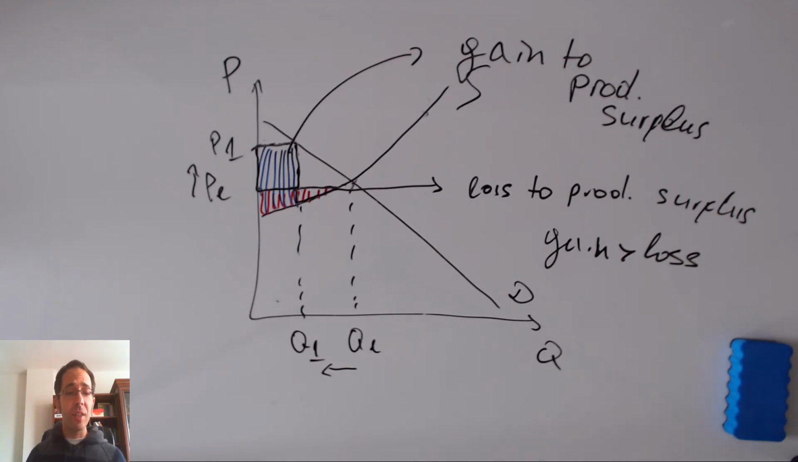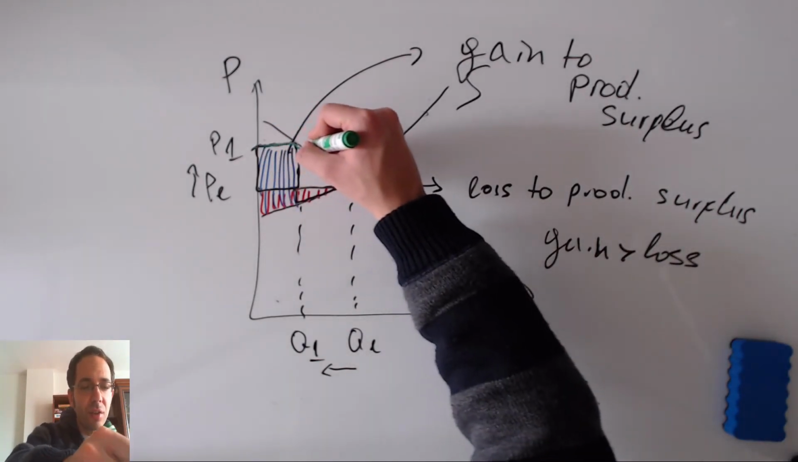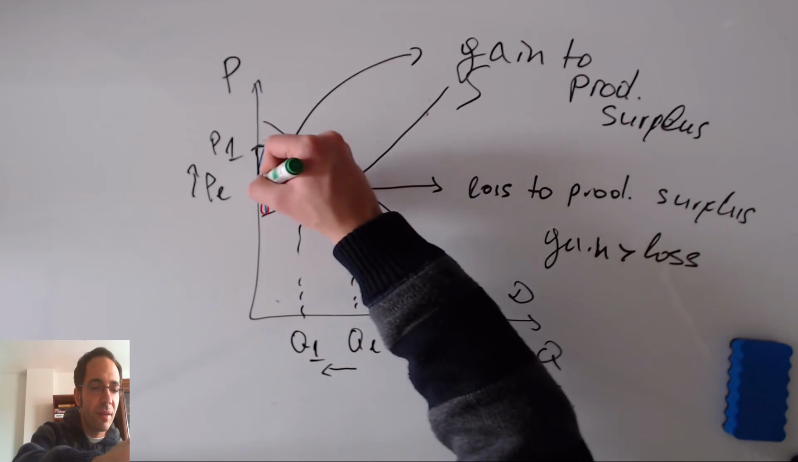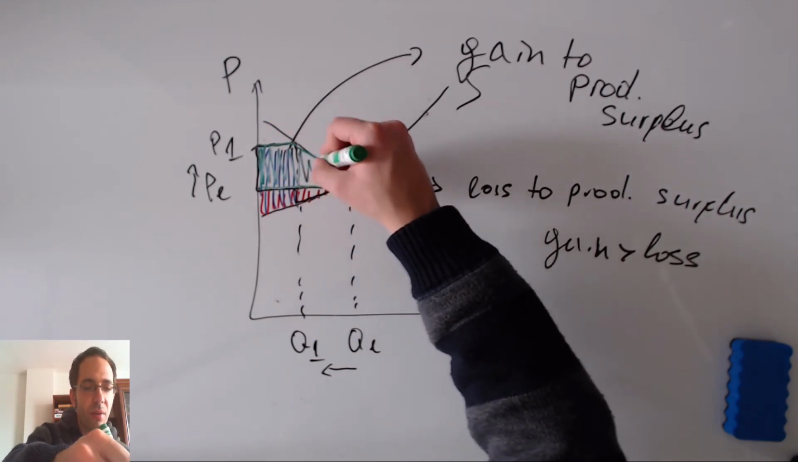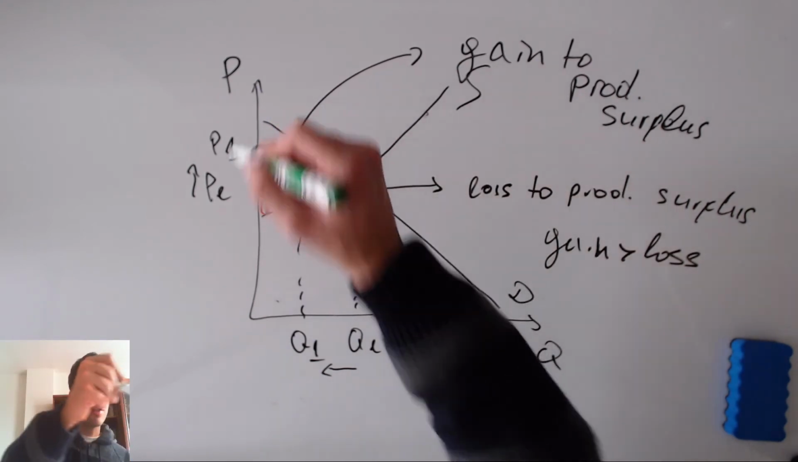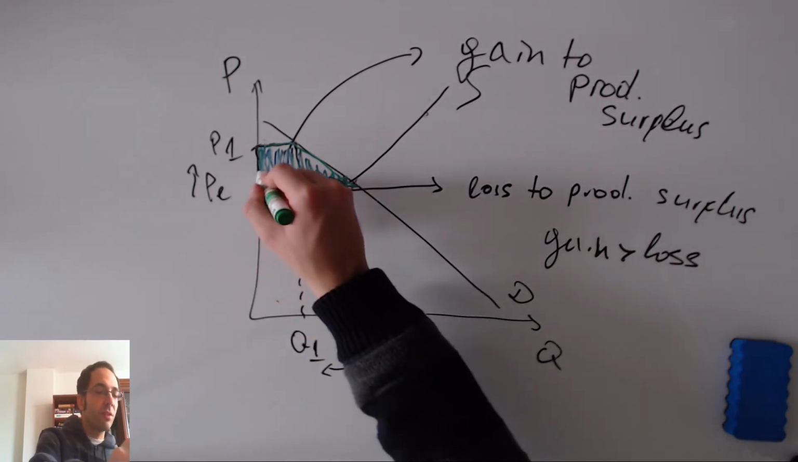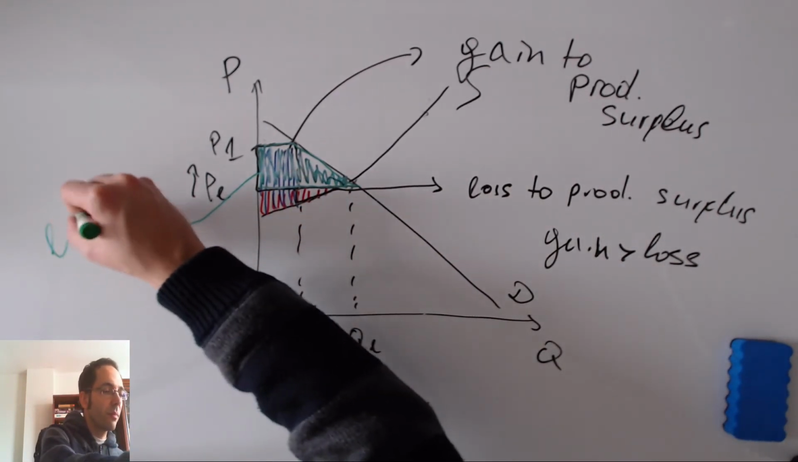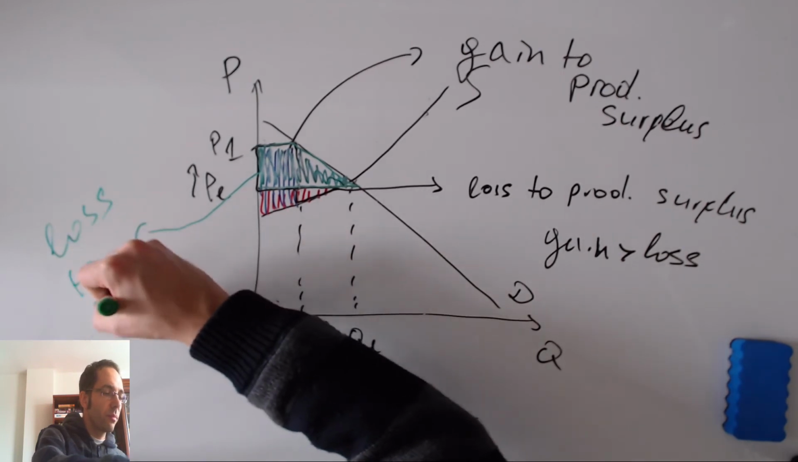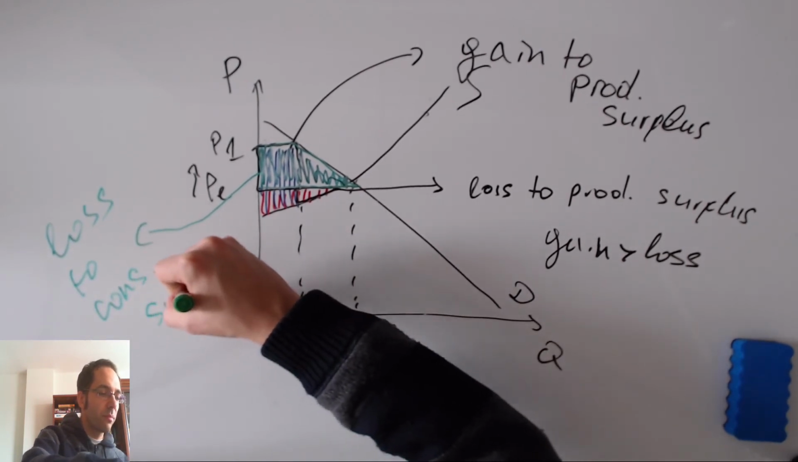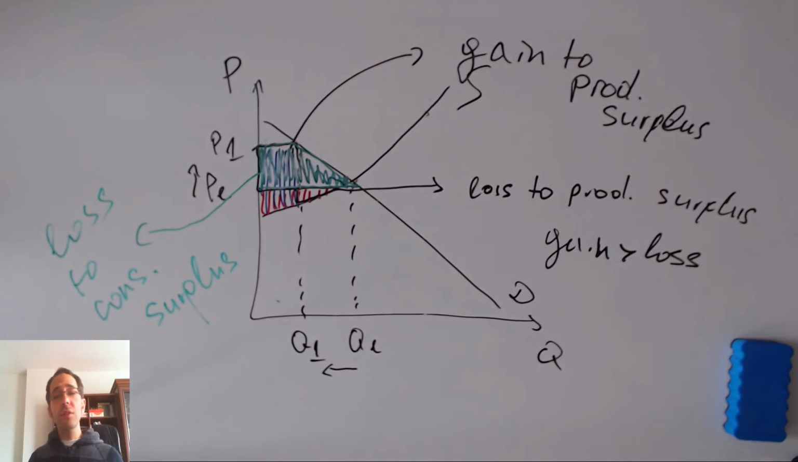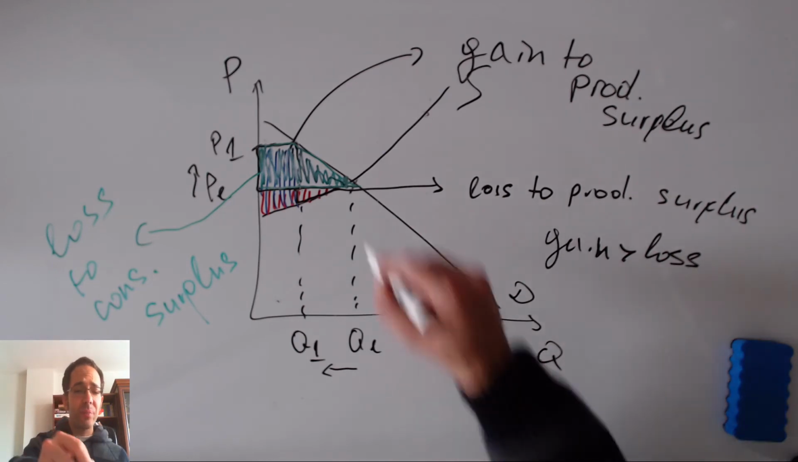hand, are worse off. What the consumers have lost in total is this green area. So all of this green stuff, or kind of greenish, is the loss to consumer surplus. So the consumers are worse off, the producers are better off. Now the question is, is society better off? Well, we can do this by looking at equilibrium.